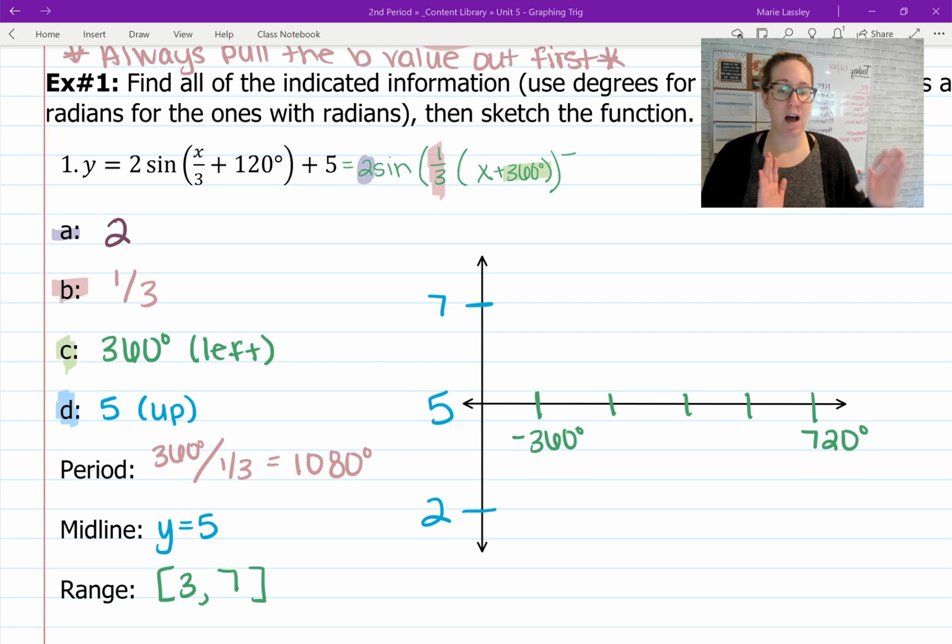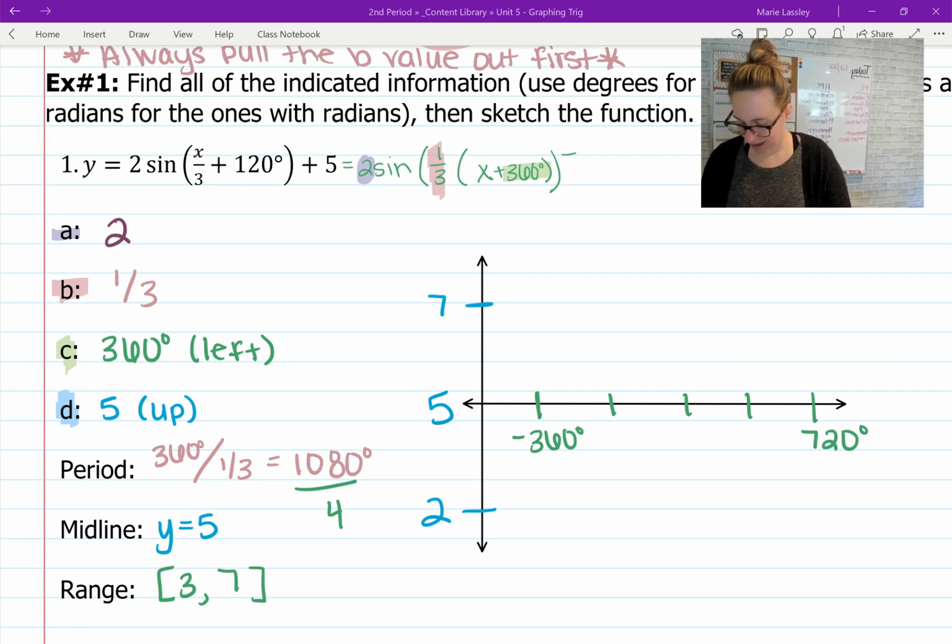So now I need to find my other 3 values. Again, we talked about this in our last video. There are 2 techniques. You can use the midpoint technique, where you add the ends and divide by 2 to get what's in between. Or you can take your period, divide it by 4, and then add that number each time. I like that method. So I'm going to take 1080, which is my period, and divide it by 4, and that's 270.